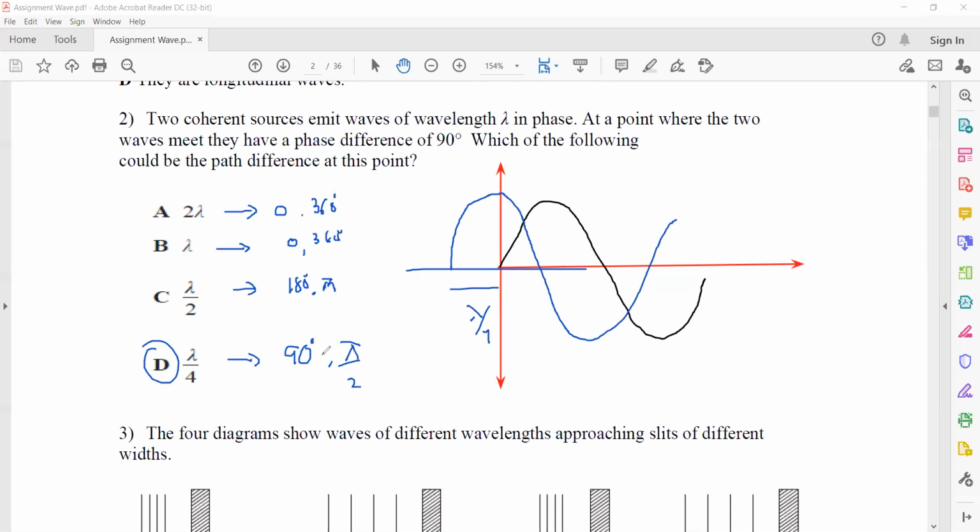Lambda by 2 will result in complete destructive interference, but in the question they mentioned a phase difference of 90. So when the phase difference is 90, the path difference in terms of wavelength will be lambda by 4. Is this question clear?